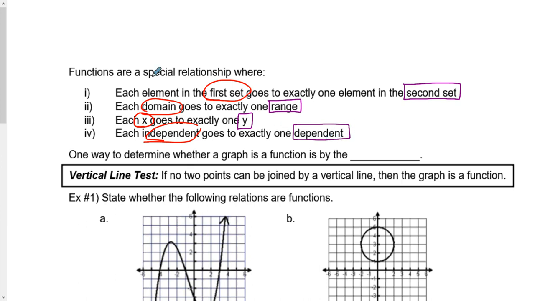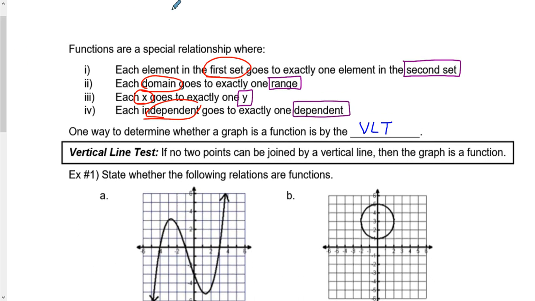So one way to determine whether a graph is a function is by what's known as the VLT. Oh, what's a VLT? Hopefully you can read some bold. It's a vertical line test. The vertical line test is just that if no 2 points can be joined by a vertical line, then the graph is a function. Other terminology that's typically used is one-to-one.